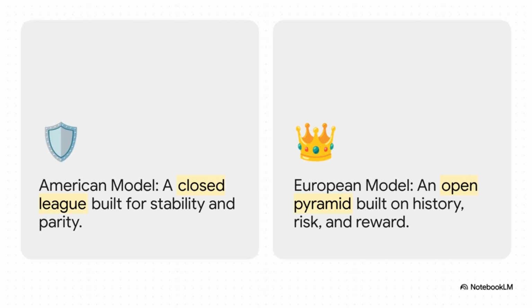Okay, so on one hand, you've got the American model, Major League Soccer. It's a closed league. Think of it like a startup ecosystem. You have a fixed number of franchises, and the whole system is designed for stability and parity to make sure every team has a shot. Then you have Europe. It's this open pyramid, a legacy kingdom built on a century of history where the rewards are immense, but so are the risks.